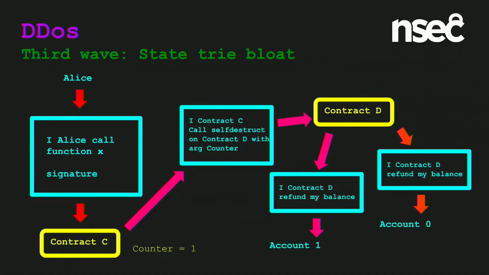It calls self-destruct again. Contract D still exists. It tries to refund address 1 with nothing. And contract C will do this over and over and over until it runs out of gas. And the attacker continues to send these transactions until the problem is patched.